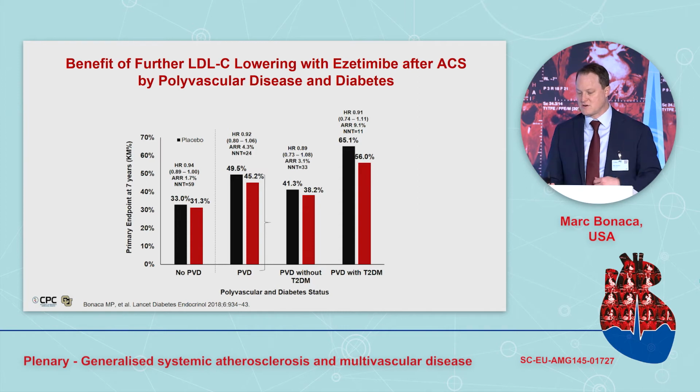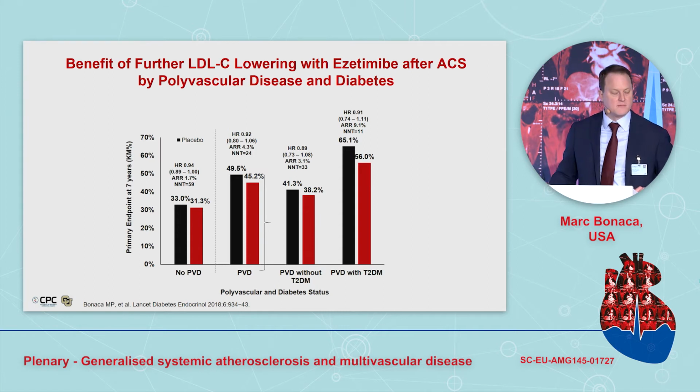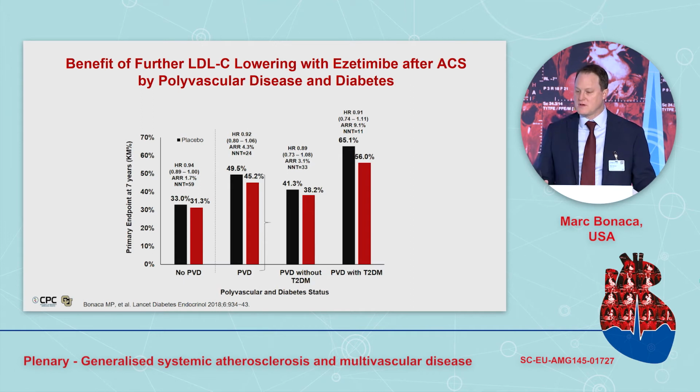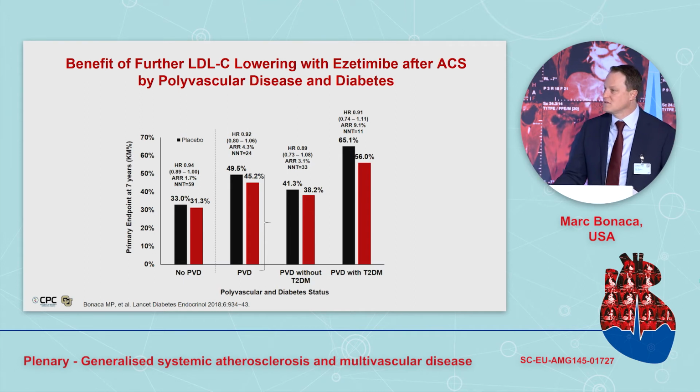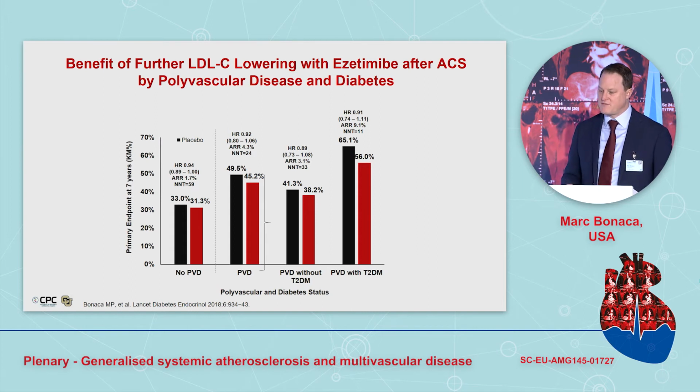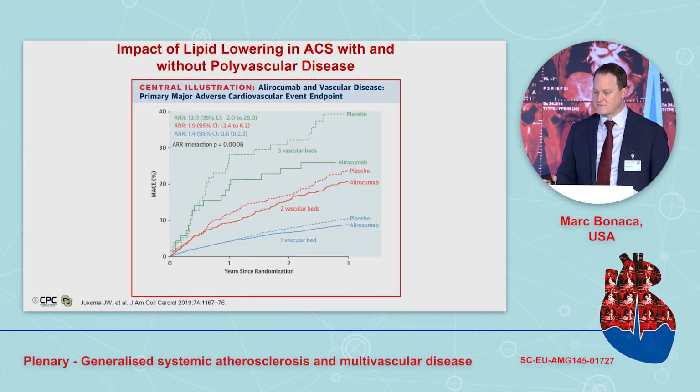And so you can see here with ezetimibe in the IMPROVE-IT trial, a modest LDL reducing therapy, that if you take patients with peripheral vascular disease or with or without diabetes, you have a more favorable number needed to treat. And if you take that group that has both, you get a number needed to treat of just 11. So greater absolute benefit, a simple way of risk stratifying and identifying a group that derives greater benefit.